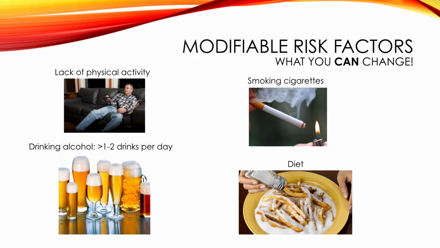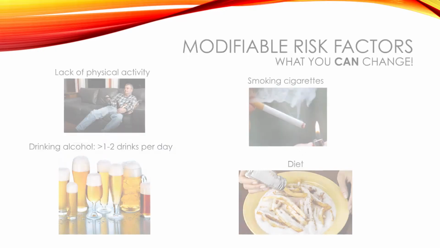There are many risk factors that lead to high blood pressure. These risk factors can be separated into two groups. The first is modifiable risk factors. This is what you can change. Some risk factors that are in your control are your physical activity, cigarette smoking, drinking alcohol, and your diet.